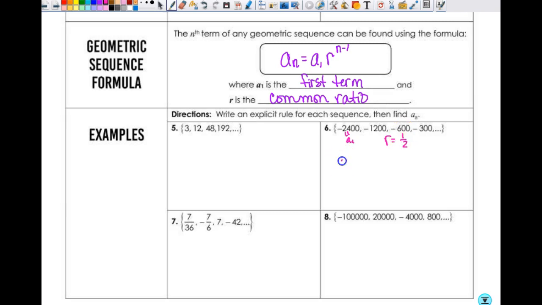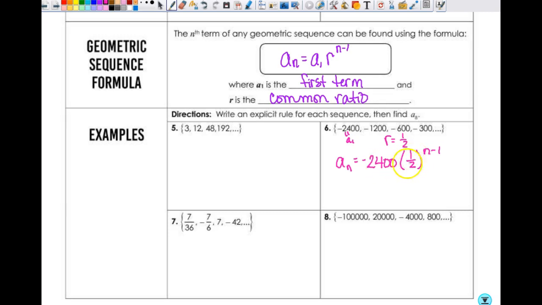That means I get a sub n is equal to 1/2 times, no, 1/2. Dang it, I'm already messing up. Negative 2400, yeah. Negative 2400 times a positive 1/2 to the n minus 1 power. And when it's a fraction, you have to put it in parentheses. Otherwise, it looks like it's just the numerator that's going to that exponent, and that's not okay.